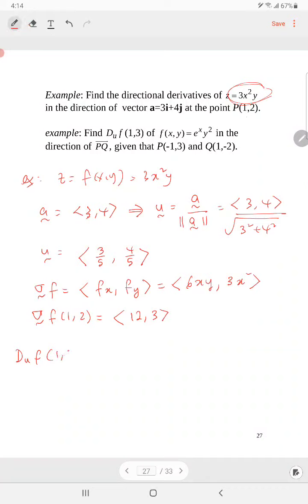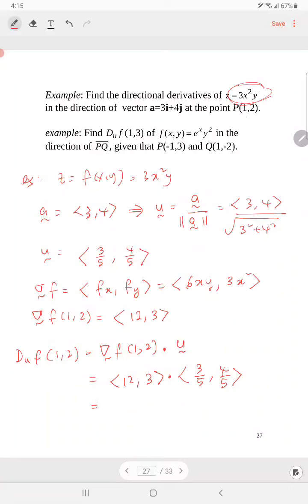At point (1, 2), the directional derivative is equal to the gradient of f at point (1, 2) dotted with the unit vector u. So this would be equal to 12i plus 3j dotted with a unit vector, which is 3/5 i plus 4/5 j. When you dot two vectors, what you get is a scalar.